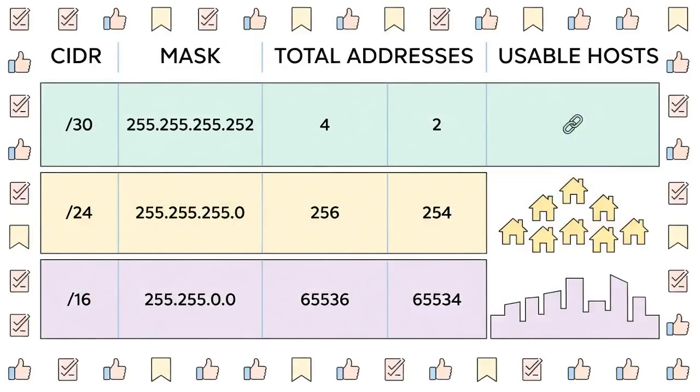Memorize this quick reference and you'll decode any CIDR block on sight. /30 gives a mask of 255.255.255.252 with 4 total addresses and 2 usable hosts. /24 gives 255.255.255.0 with 256 total, and 254 usable. /16 gives 255.255.0.0 with 65,536 total, and 65,534 usable hosts.